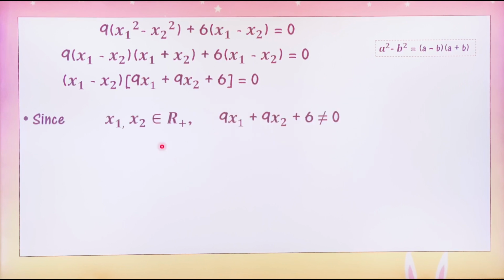Since x1 and x2 belong to R positive, 9x1 + 9x2 + 6 ≠ 0. Therefore, x1 - x2 = 0, that is x1 = x2. Hence, f is one-one.